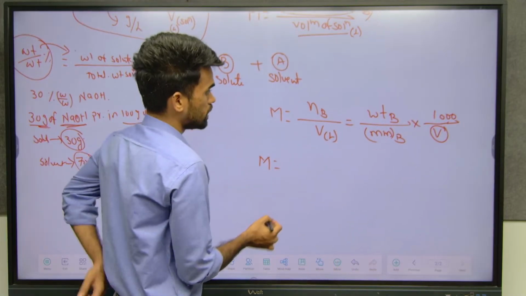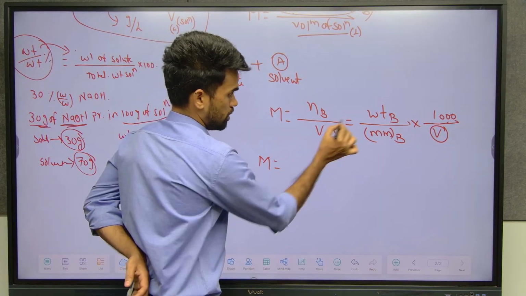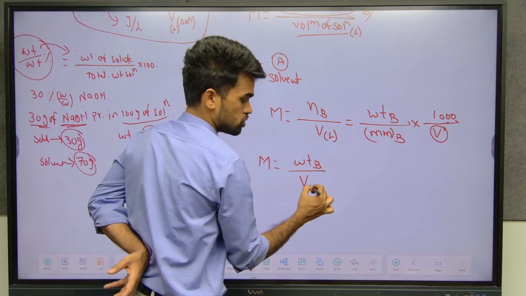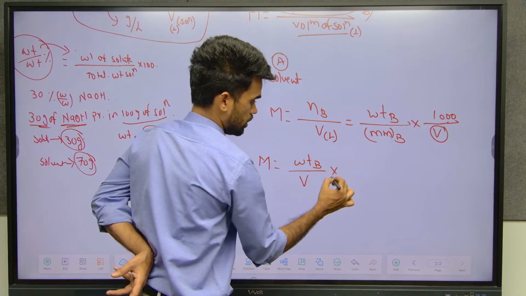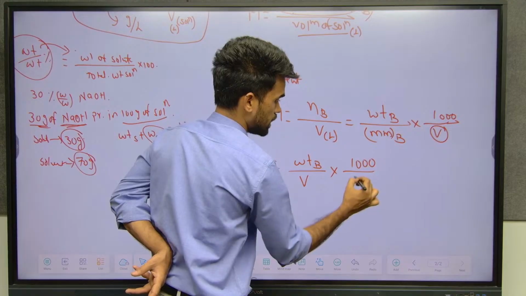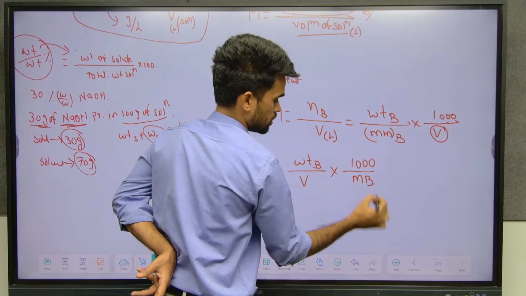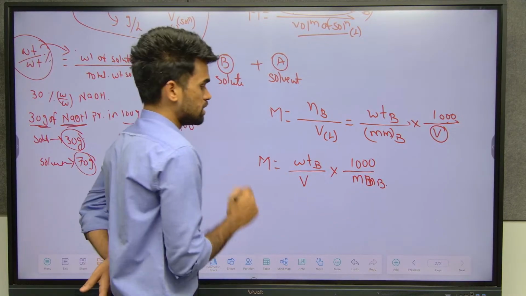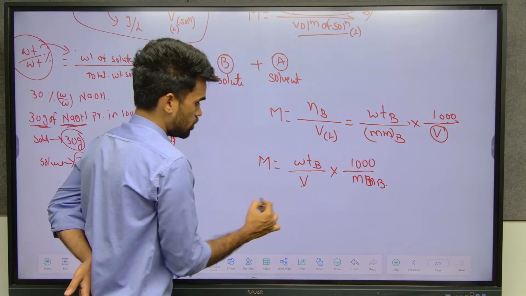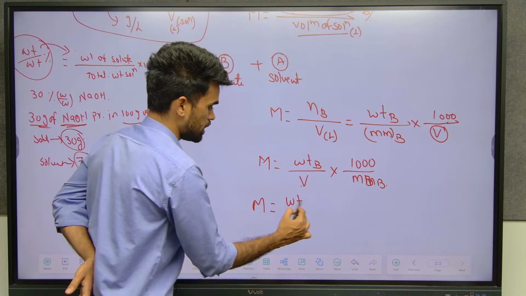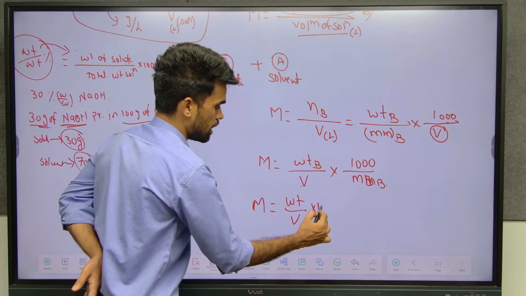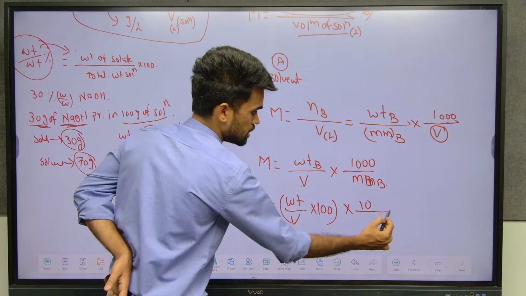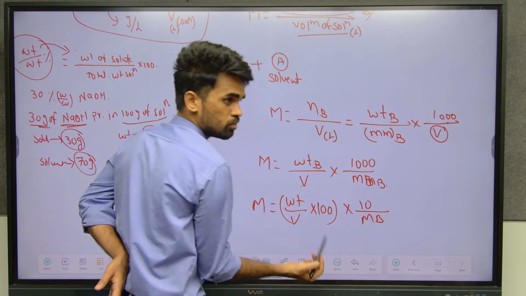So now what I am doing is weight of solute by volume of solution, into 1000, by molar mass of solute. Like this we are writing now. See, weight by volume. So you can see here weight by volume into 100 into 1000, that means 100 into 10 I can write, by M_B, the molar mass of solute.